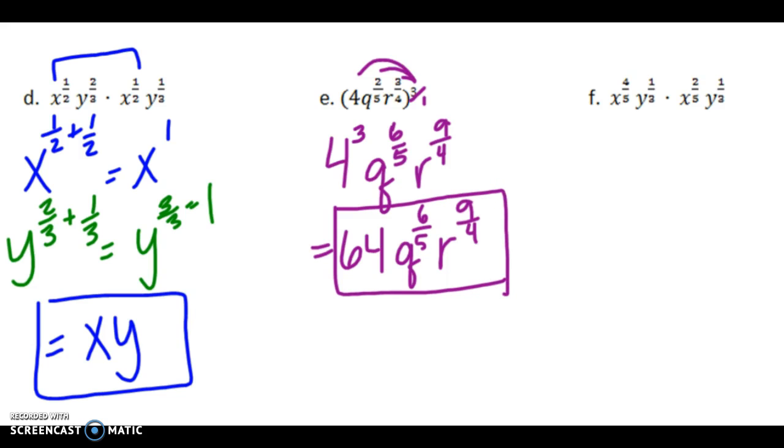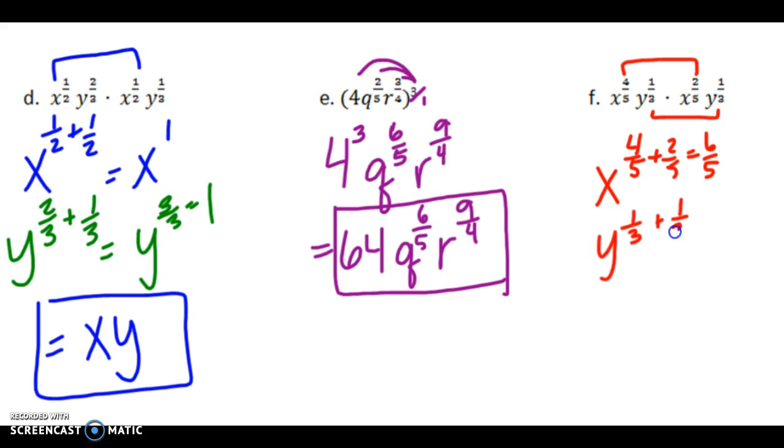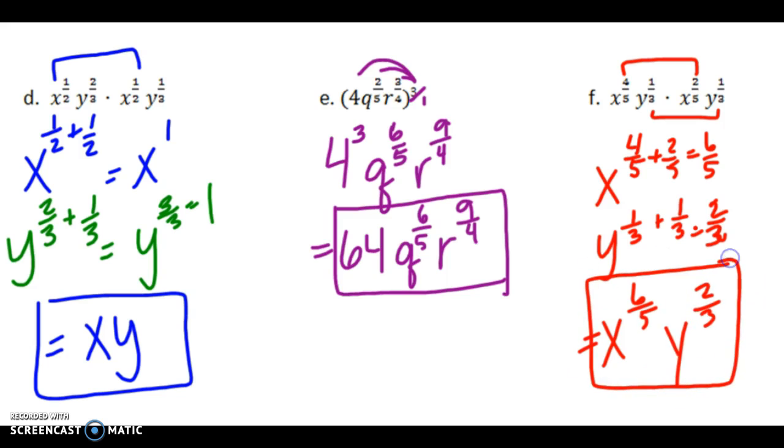Okay, and then last problem, we're going to add our x and add our y powers. So this gives me 4/5 plus 2/5. So I should get x to the 6/5. And then I have my y's. I get a third plus a third gives me 2/6, which is, oops, 2/3, my bad. And so my answer is x to the 6/5, y to the 2/3. And all those are fine because none of those are in the denominator.